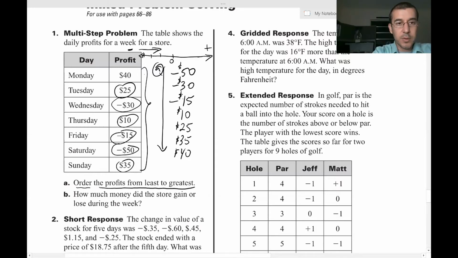So here we have to add up these numbers here. So we have to add up. We can add up first the negative numbers. So minus 30, minus 15, and minus 50.